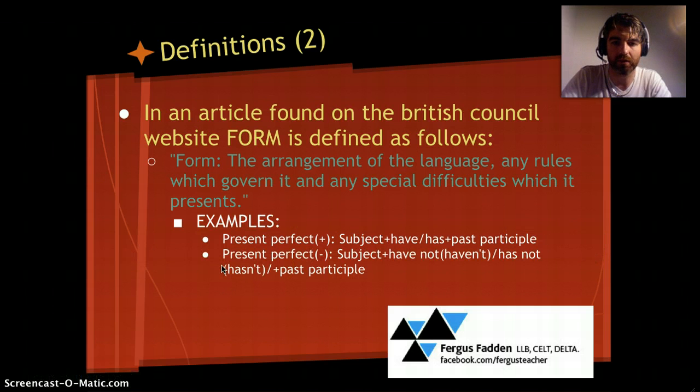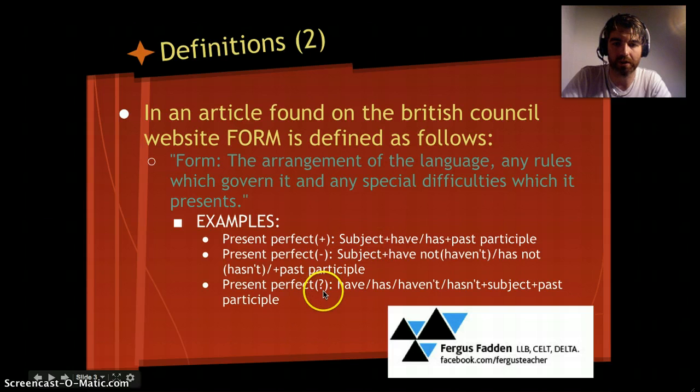And the negative form can be defined as follows: the subject plus have not, or the contracted form haven't, or has not, or the contracted form hasn't, plus past participle. The question or interrogative form can be defined as have, has, haven't, or hasn't, plus subject plus past participle. In terms of vocabulary, it can be simply defined as the spelling of the word.